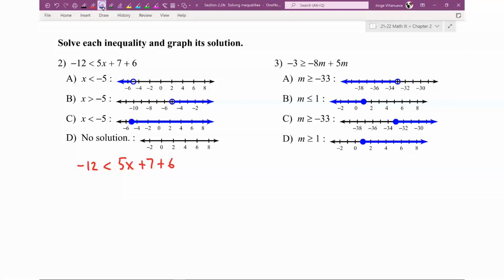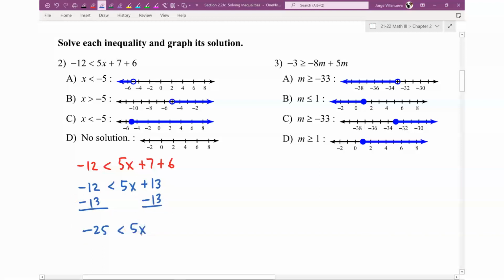All right, let's combine. Negative 12 is less than 5x, 7 plus 6, that's 13. Now I've got to get x by itself, so let me subtract 13 on both sides. So minus 13, I get negative 25 is less than 5x. So my last step is to divide by 5. Notice I'm dividing both sides by a positive number, so there is no need to flip the sign.